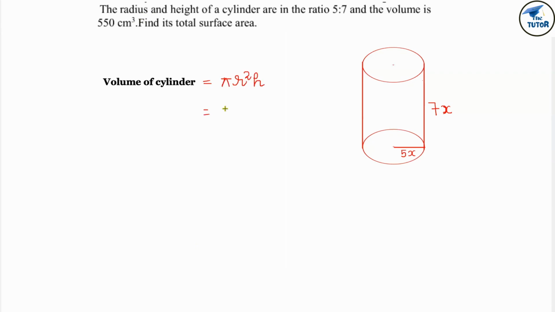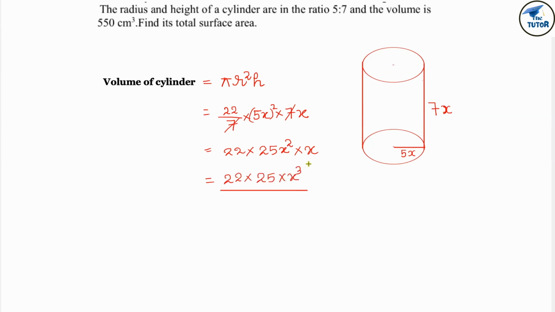Pi can be 22/7, times 5x whole square times 7x. We can cancel 7 and 7 here. 22 times 25x square, because 5x whole square is 25x square, times x. We can write this whole as 22 times 25 times x cube. And this is the expression for the volume of the cylinder.